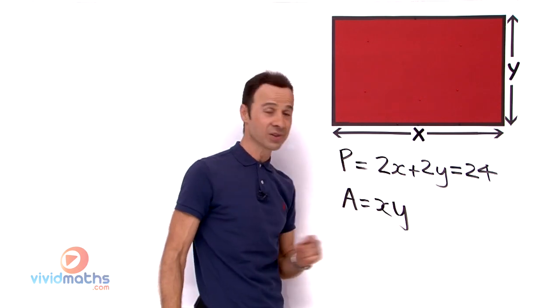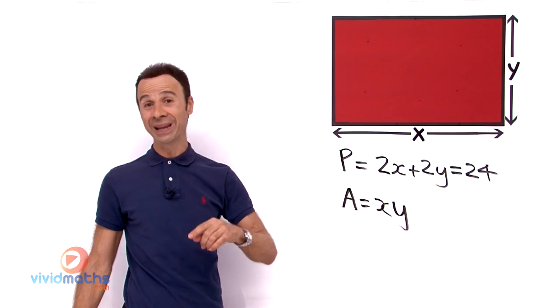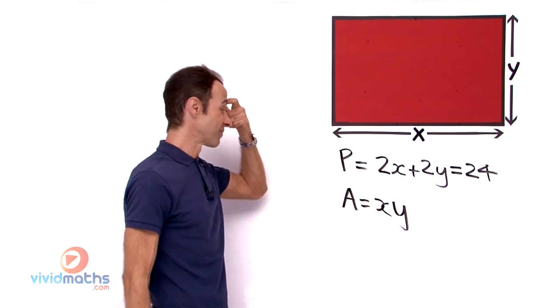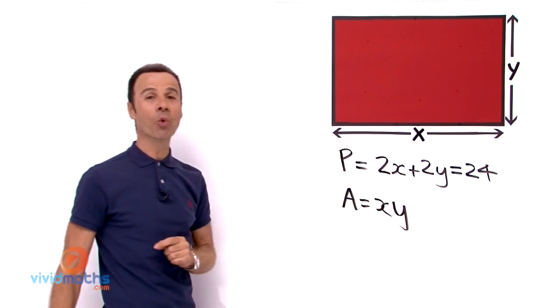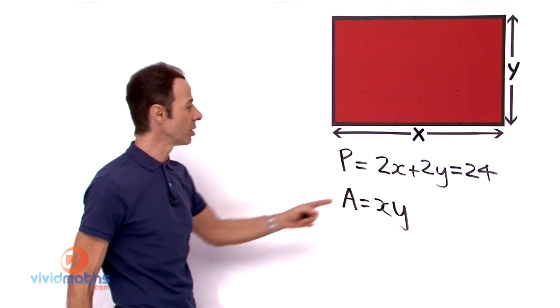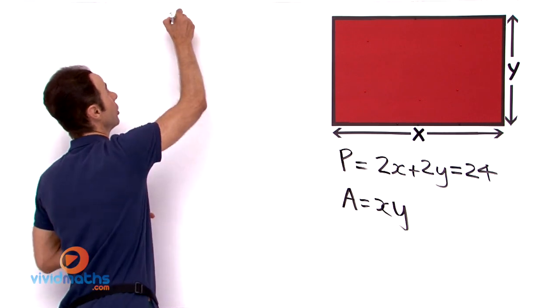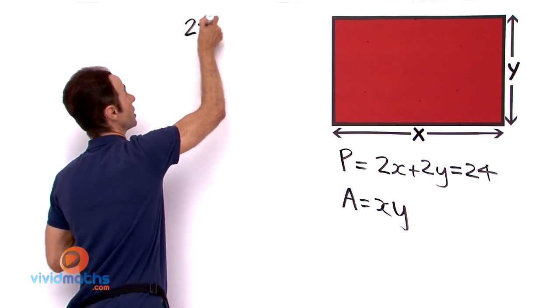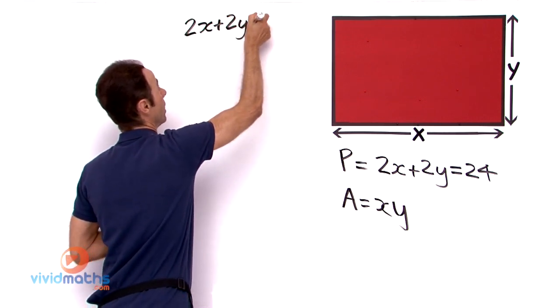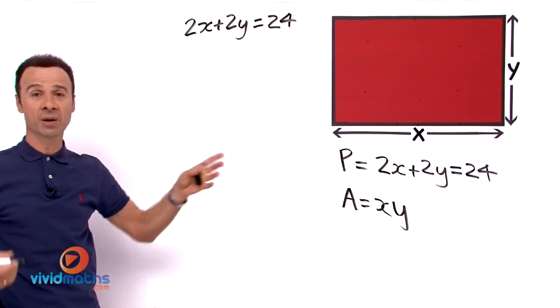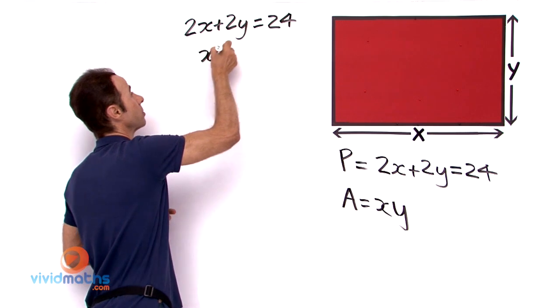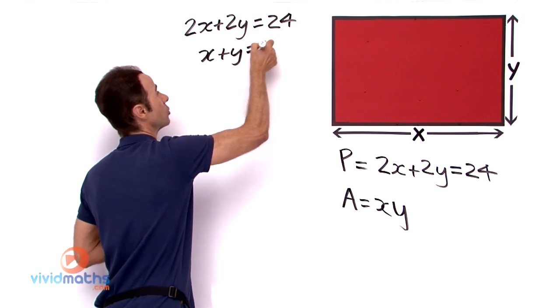So we can put this in terms of 1 variable, meaning X. So how do we do that? Well, what we're going to do is we're going to take this perimeter and make Y the subject. So how do we do that? Well, let me just write it up here again. We know that 2X plus 2Y equals 24. And if we halve it throughout, divided by 2, we'll get X plus Y equals 12.